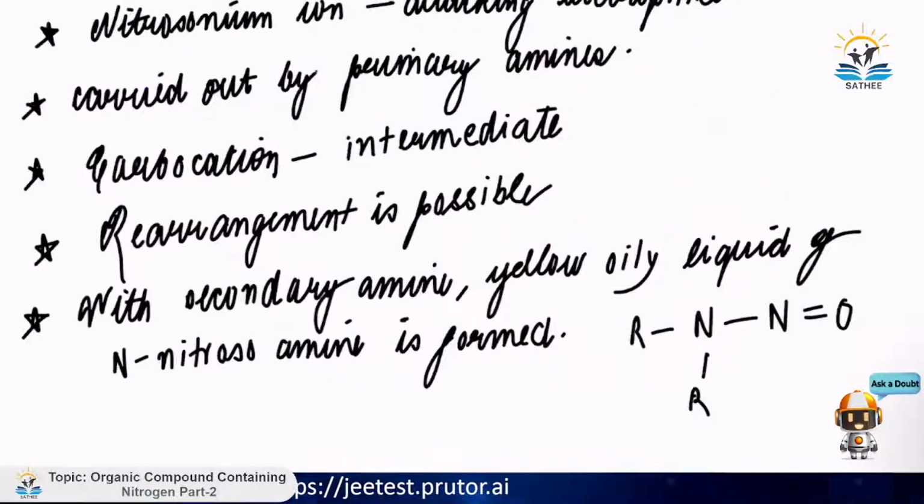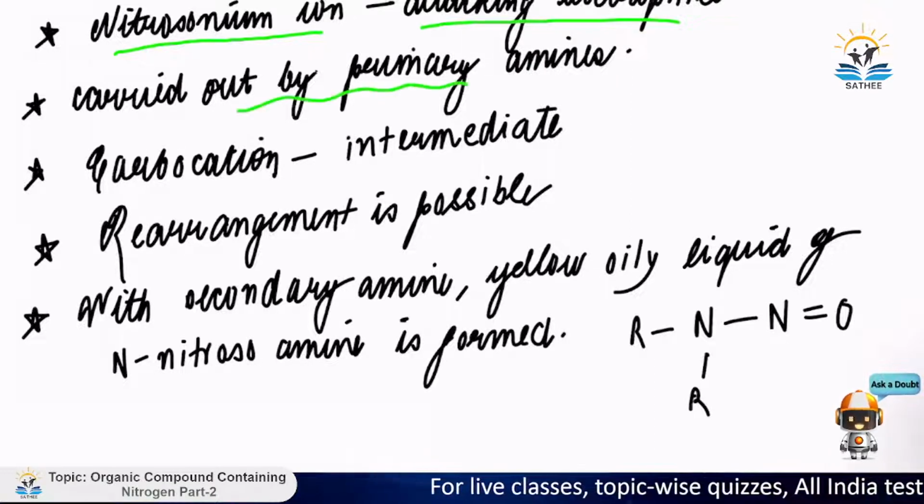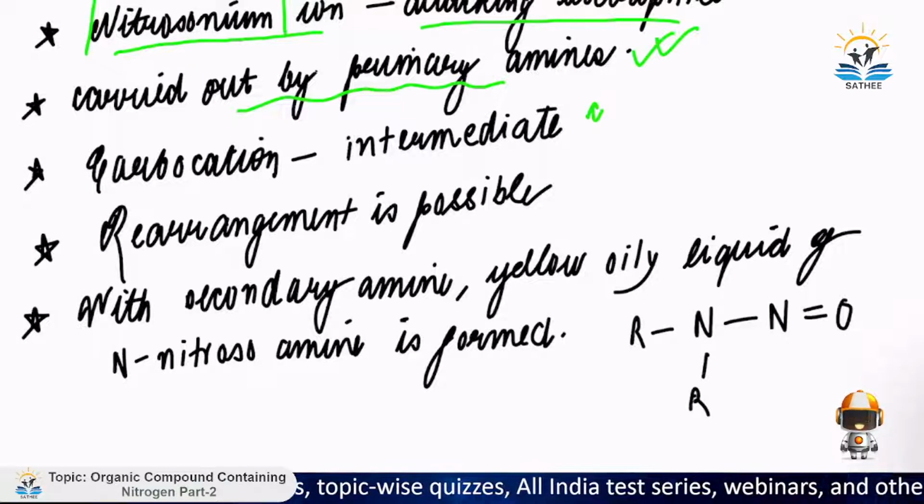Now, moving forward, what are the important points in this reaction? The nitrosonium ion is attacking, and it is carried out on the primary amine. Rearrangement is possible wherever the intermediate is a carbocation. So rearrangement is possible.